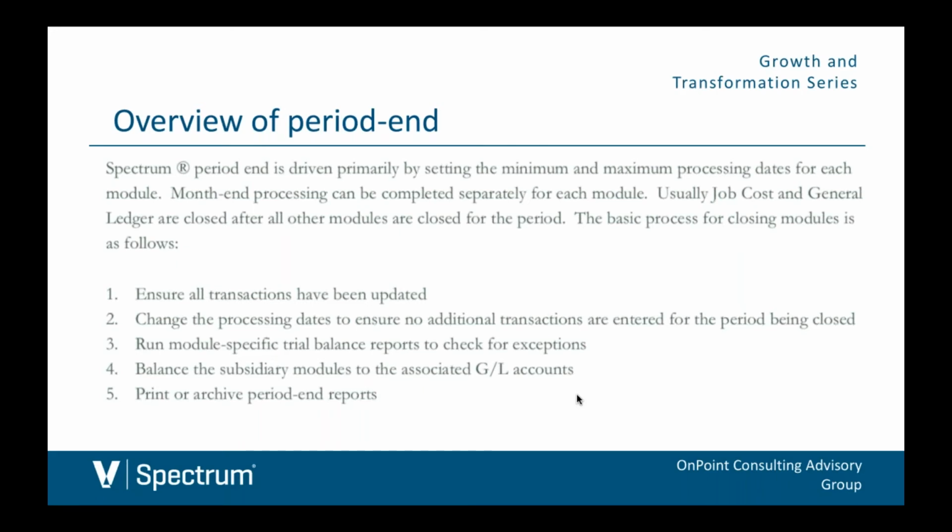Then each module has its own module-specific trial balance, and you can just run those and look for the exceptions. Then we want to, of course, balance the subsidiary modules with their associated GL accounts. Then we can print and archive the period end reports, archiving those for historical purposes. If you'd misplaced the paper copy, we can show that we had this report and it was in balance at the time that we did the closing.